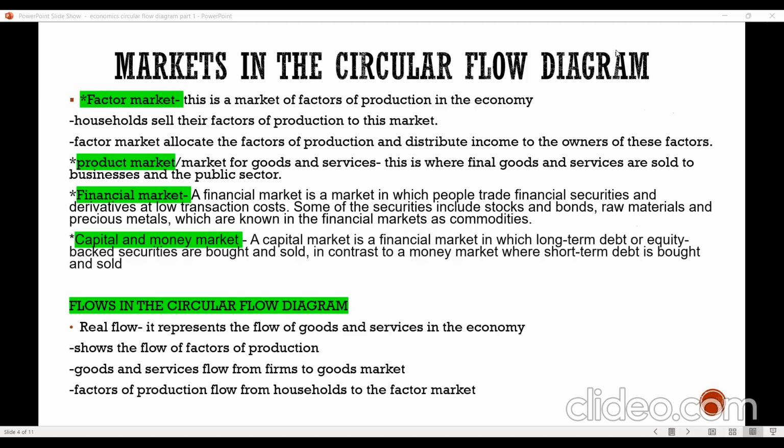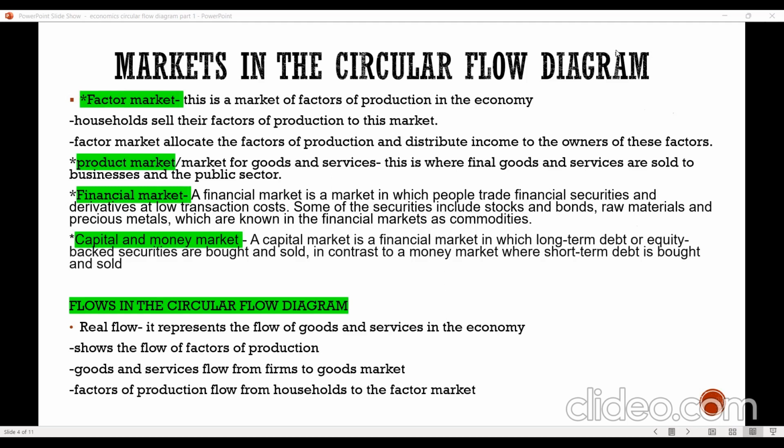Moving forward, we are going to the product market. A product market is a market for goods and services. It is where the final goods and services are sold to businesses and the public sector. Remember, in the product market, please note, we are focused only on final goods and services. These are goods which are ready for consumption, not intermediary goods or capital goods. Only final goods, goods that are ready for consumption.